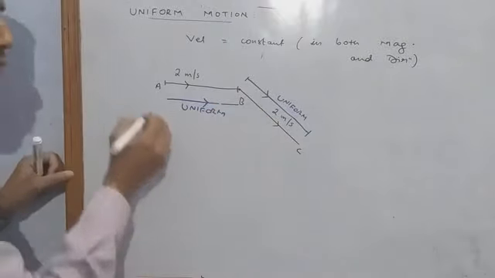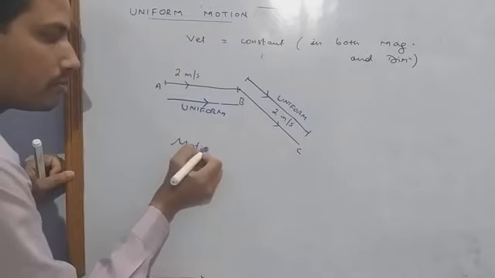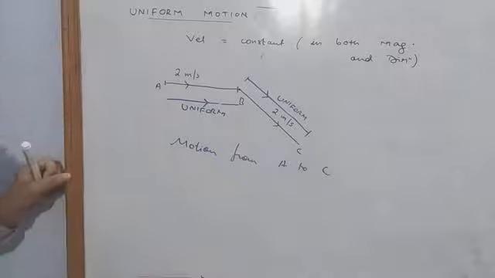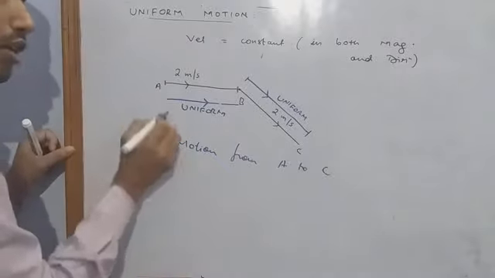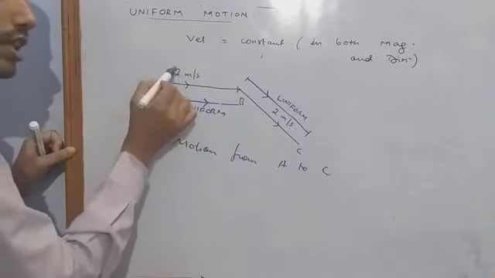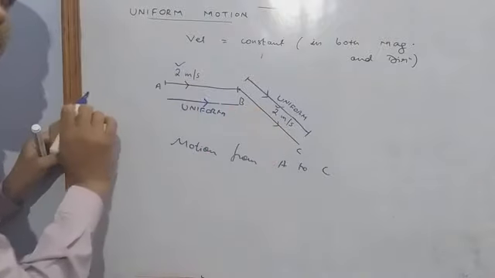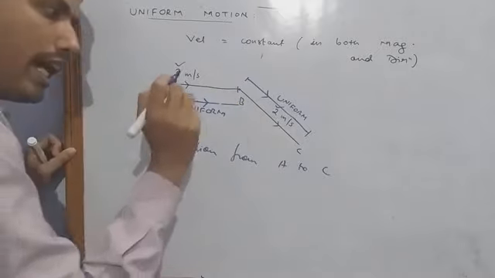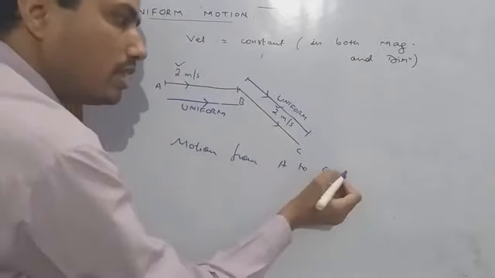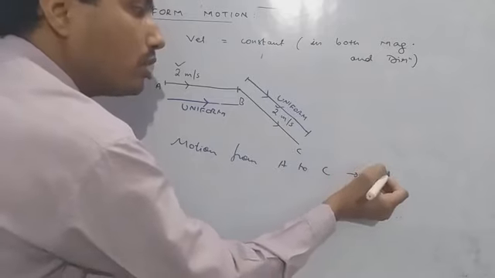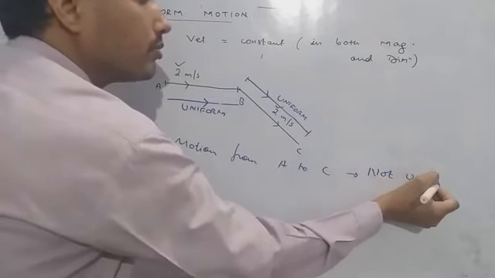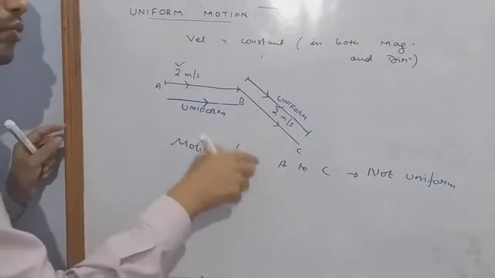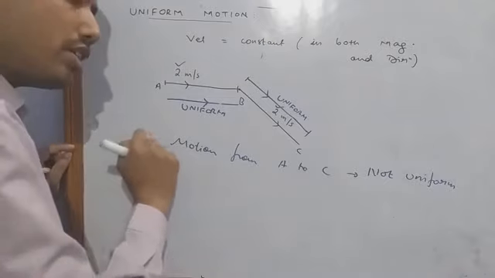But the motion from A to C, what about this? Here we find the value of speed or velocity remains 2 meters per second, it does not change, but its direction changes at some point, and therefore we will say motion from A to C is not uniform. Why is it not uniform? It is not uniform because the direction of velocity has changed.